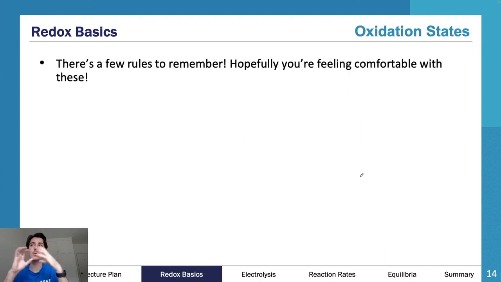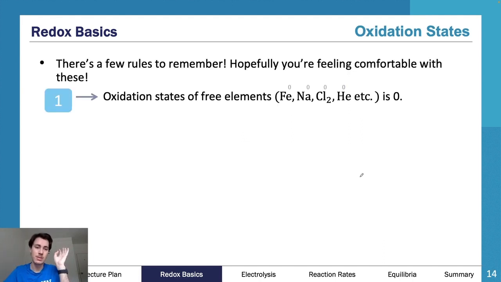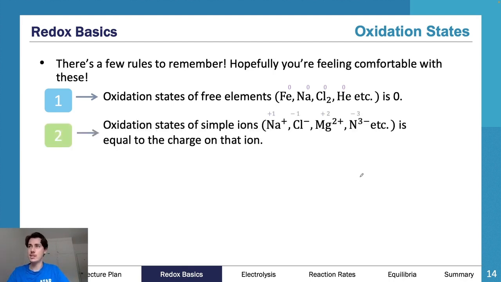So there's a few rules to remember, and you need to feel comfortable with these. The first rule here is the idea that oxidation states of free elements are always 0. As you can see here, your oxidation states of Fe solid, your Na solid, your Cl2 gas, they're going to be 0. Your oxidation states of simple ions are always going to be the charge of the ion. So +1 for sodium, -1 for chlorine, magnesium's +2, etc.